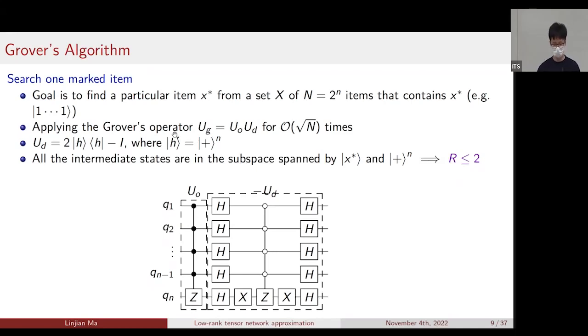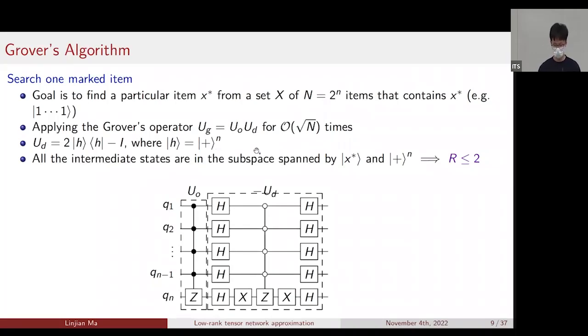So Grover's operator contains two parts. The first part is the oracle unitary, and what this unitary does is that it kind of encodes the information for the marked item. And then there's a diffusion operator UD. Basically, it diffuses with the center being the H state, which is a superposition of all the states.